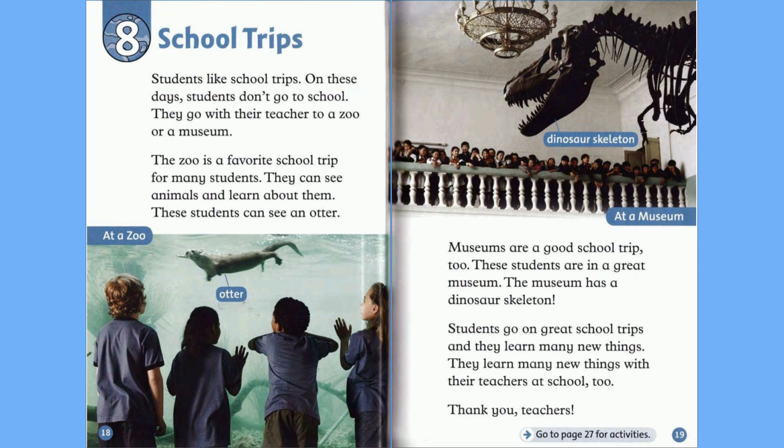Chapter 8. School Trips. Students like school trips. On these days, students don't go to school. They go with their teacher to a zoo or a museum. The zoo is a favorite school trip for many students. They can see animals and learn about them. These students can see an otter.